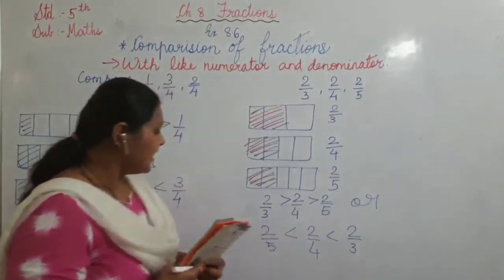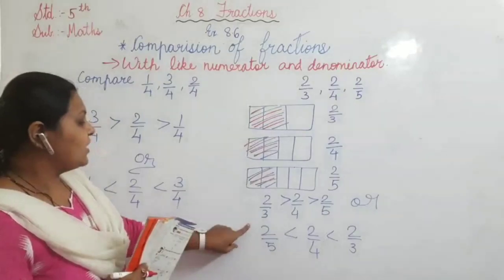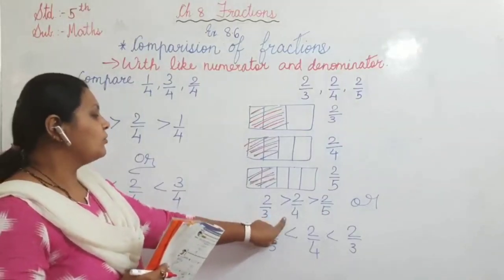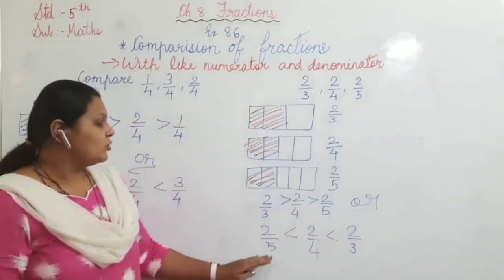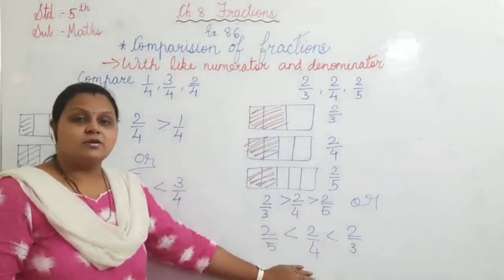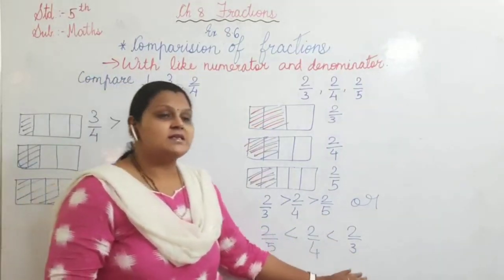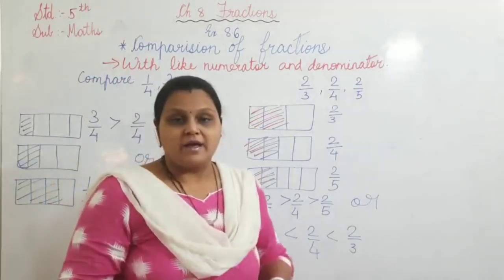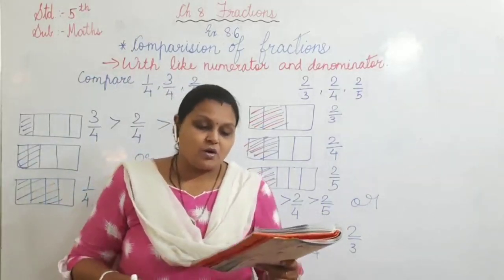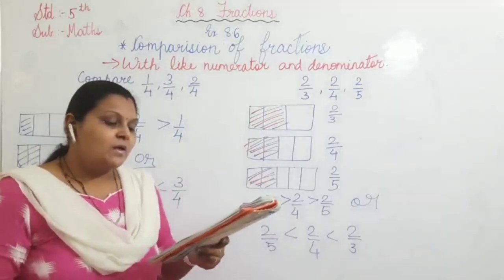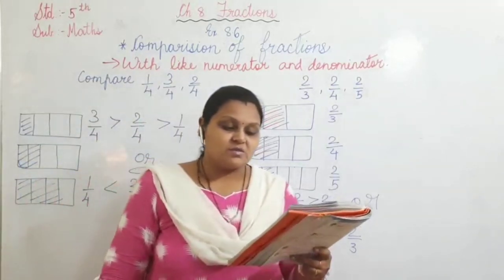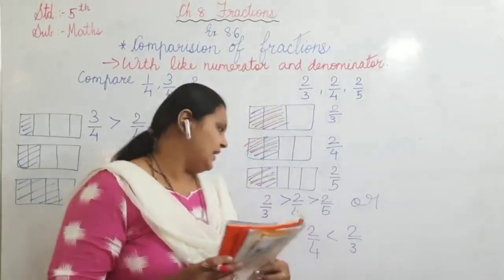In short, we can say that 2 upon 3 is greater than 2 upon 4 is greater than 2 upon 5, or 2 upon 5 is less than 2 upon 4 is less than 2 upon 3. Therefore, when the numerators of 2 or more fractions are the same, the fraction with the smaller denominator is greater.